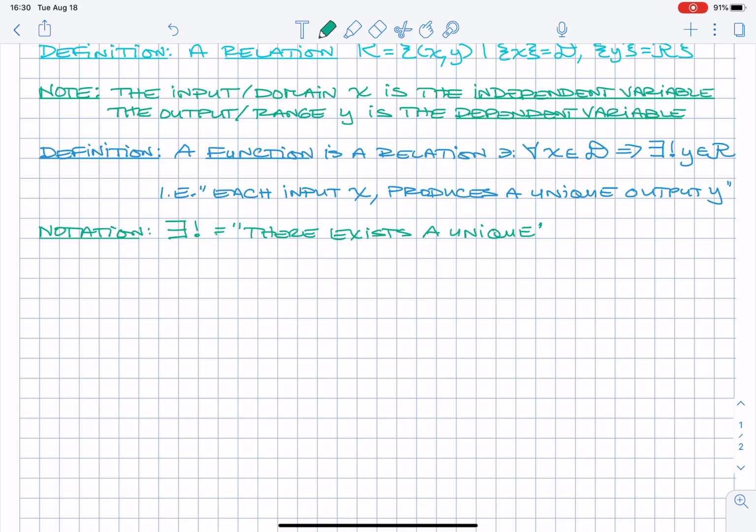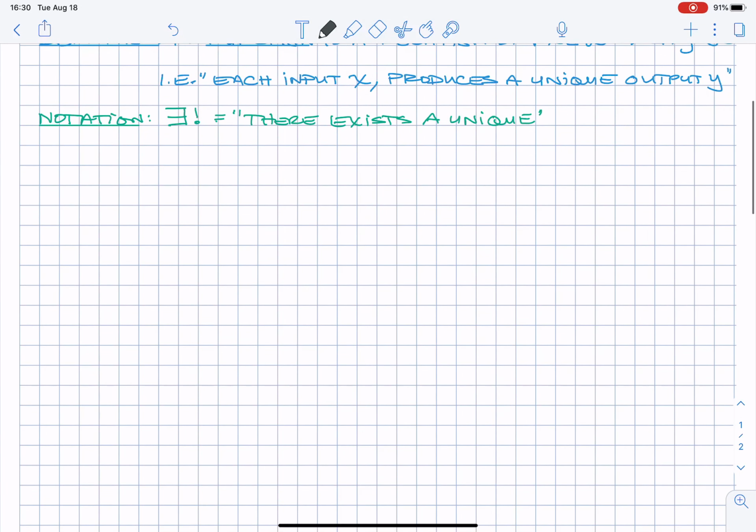Okay, so for example, are the following relations functions? Remember, relations are just sets of ordered pairs. Are the following relations functions?